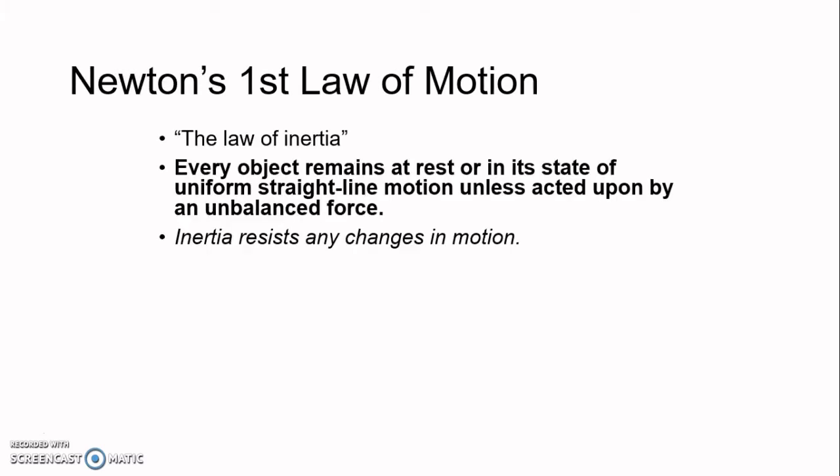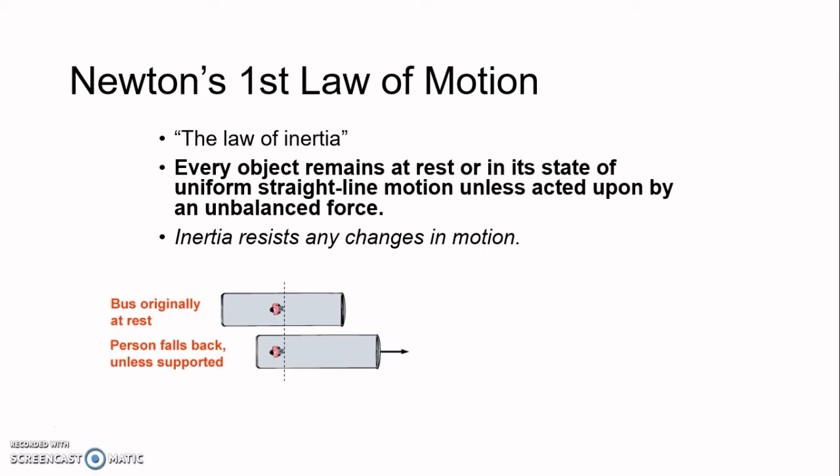Okay, here is Newton's first law, also known as the law of inertia. Simply stated, every object remains at rest or in its state of uniform straight line motion unless acted upon by an unbalanced force. Perhaps you've heard it this way: an object in motion stays in motion, or an object at rest stays at rest unless acted upon by an outside force. Basically, what that means is whatever an object is doing, it's going to keep doing that unless a force changes it. This is inertia. The inertia resists any changes of motion.